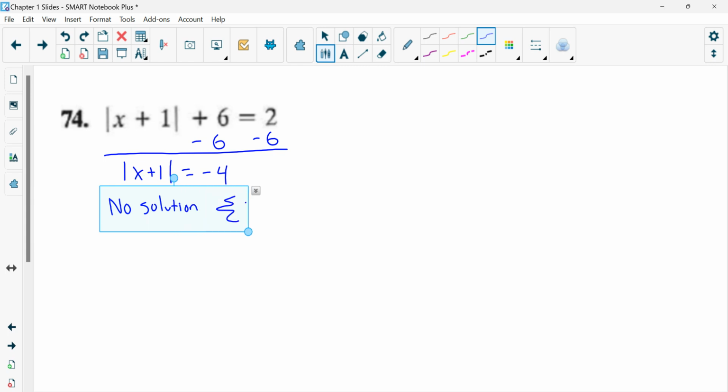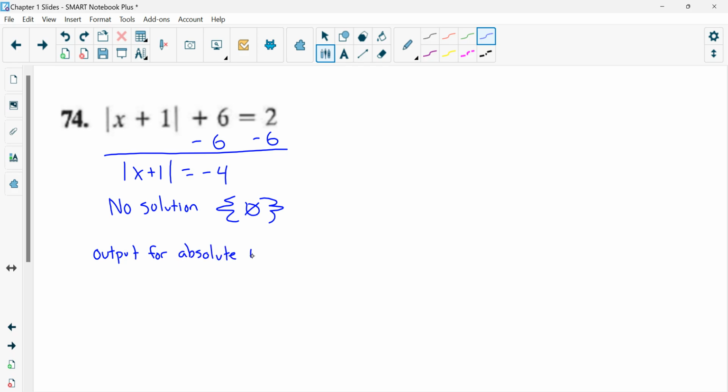So you can make your null set. And if you want a little brief explanation, the output for absolute value cannot be negative.